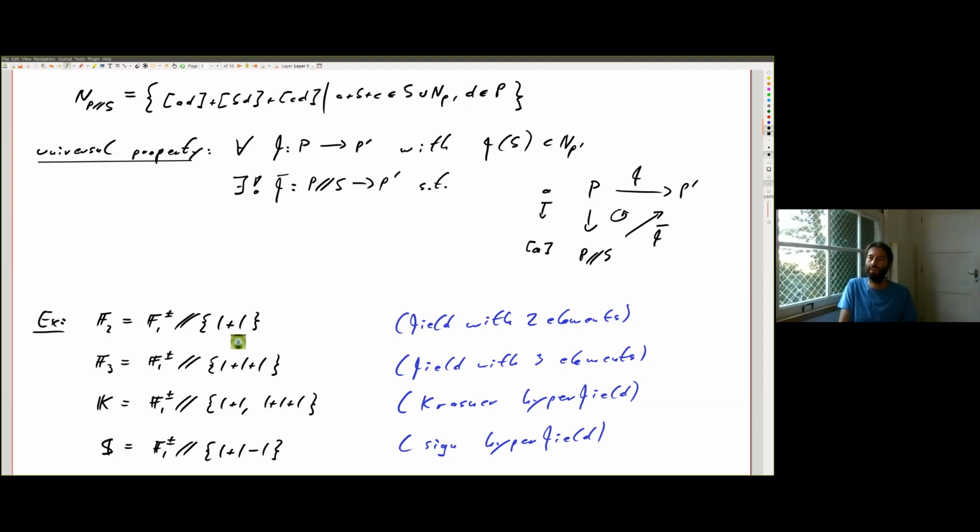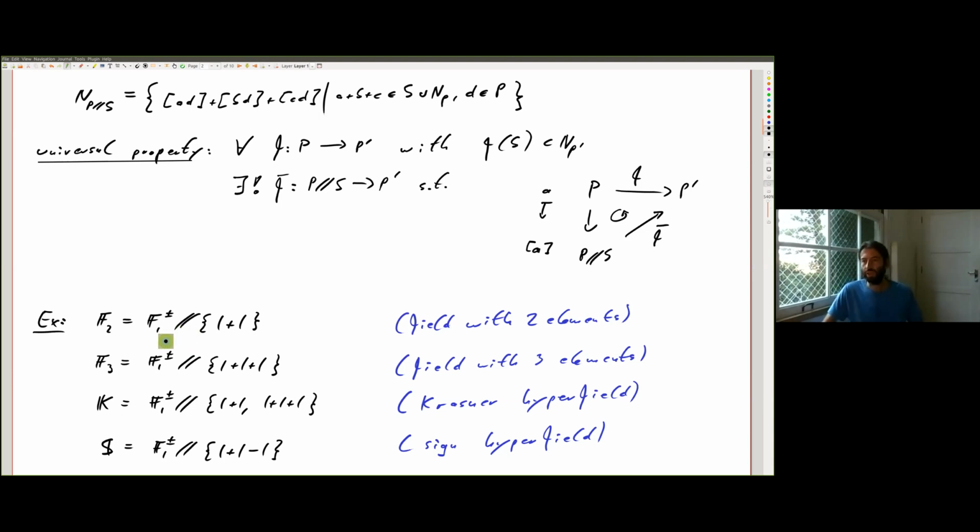Note that this relation implies that 1 is the additive inverse of 1. So in the quotient, 1 and minus 1 become identified. So the monoid is just 0 and 1. And then you easily derive all additive relations of F2 from this single relation and the defining relation 1 minus 1 plus 0 of F1 plus minus.